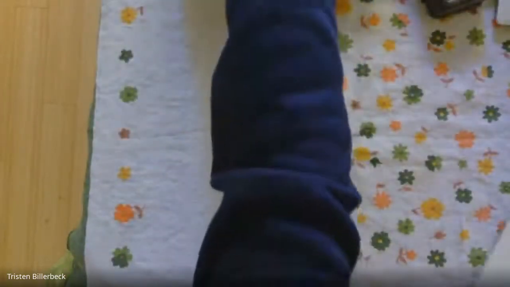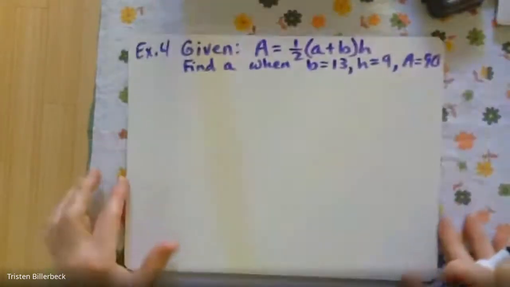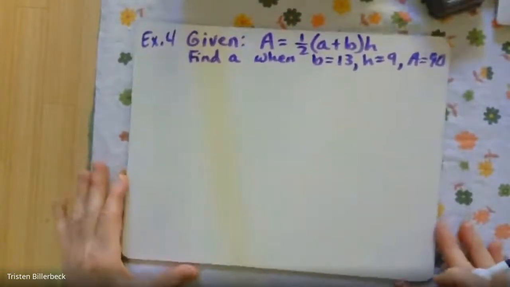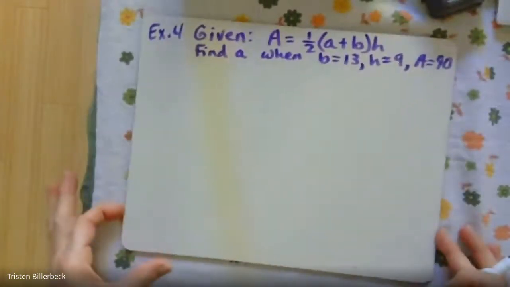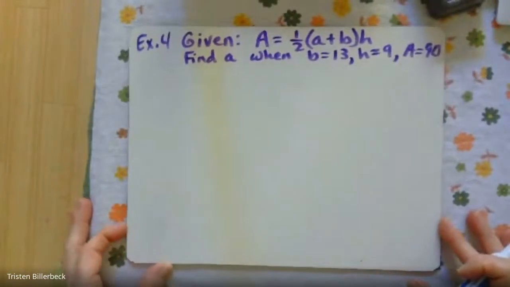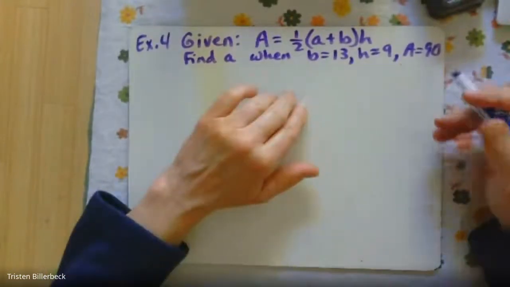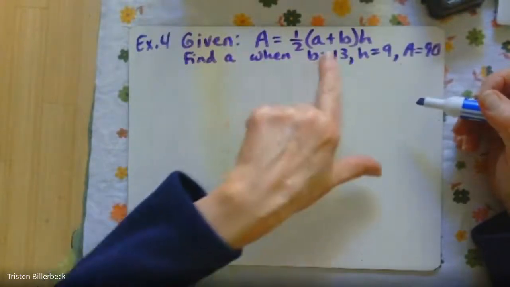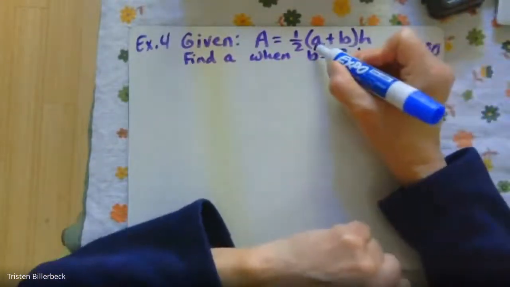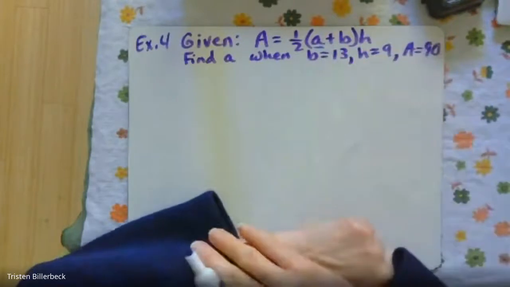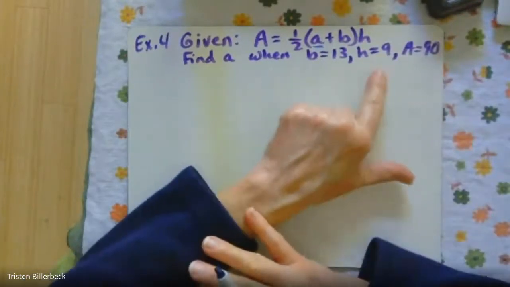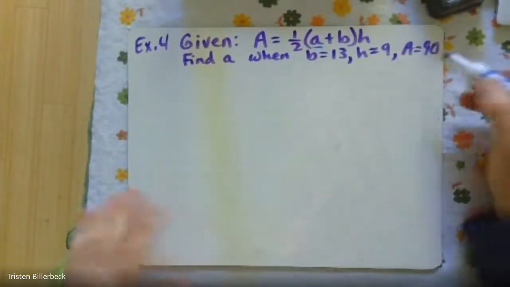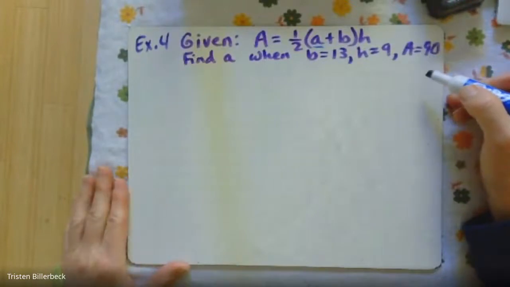So the last problem is this. Okay, so because this is all variables, it gets a little bit challenging, but it says find A. So we want to find this little a right here. This is what we want to find. It gives us B, it gives us H, and it gives us A. So let's use substitution to find it.